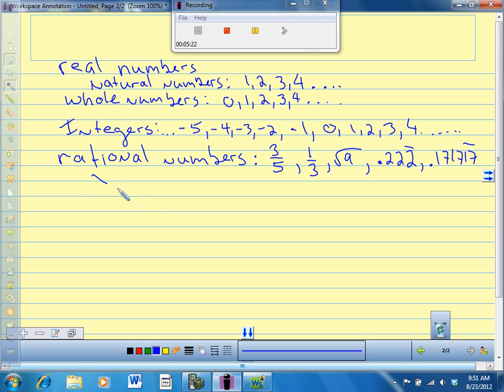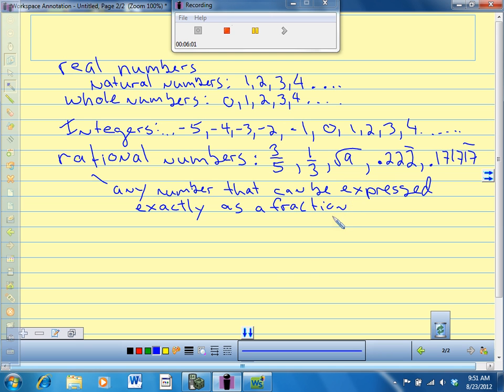And rational numbers are any number that can be expressed exactly as a fraction, okay? Let me look at my notes here. As a fraction or repeating decimal, right? Or repeating decimal.